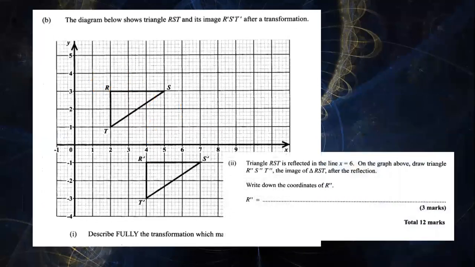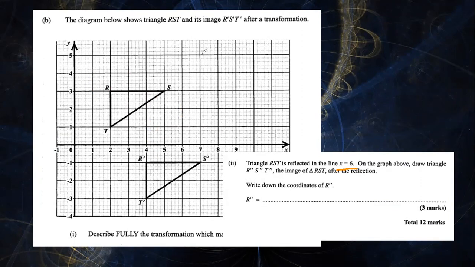Or the next part of the same question. It says triangle RST is reflected in the line x equals 6. On the graph above, draw the triangle R double prime, S double prime, T double prime, the image of triangle RST after the reflection. Write down the coordinates of R double prime. So it's going to be reflected in the line x equals 6.